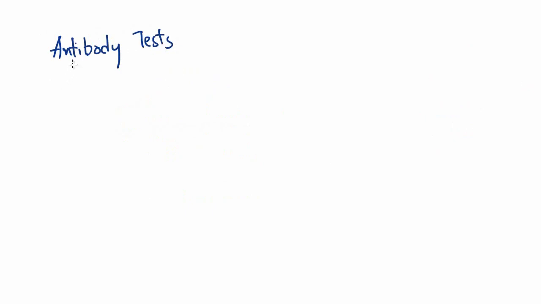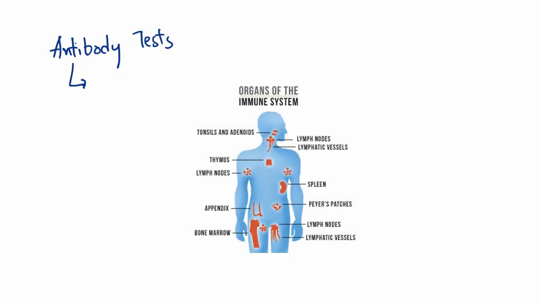To know what antibodies are, let's speak about this. Here we have a diagram indicating our immune system. Basically, we have lymph nodes, tonsils, adenoids, and thymus. These are different organs which play a major role in our body's immunity. How do they function?